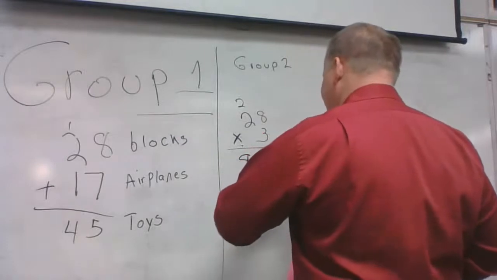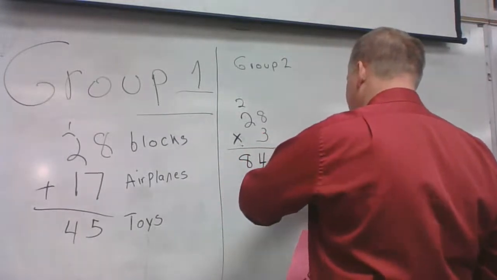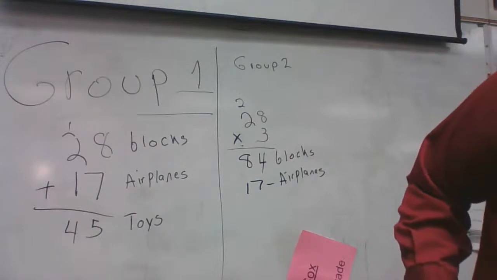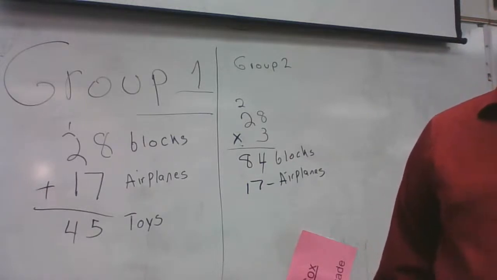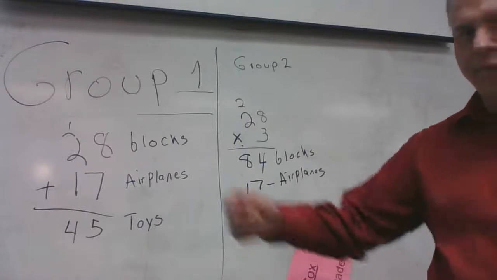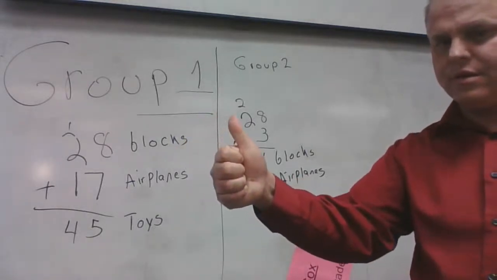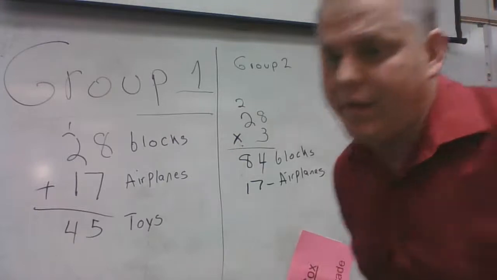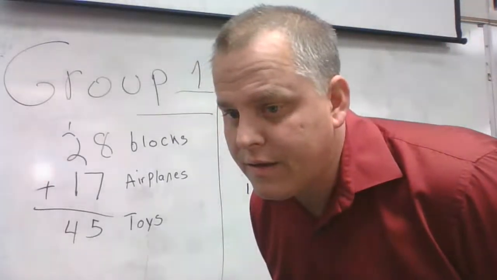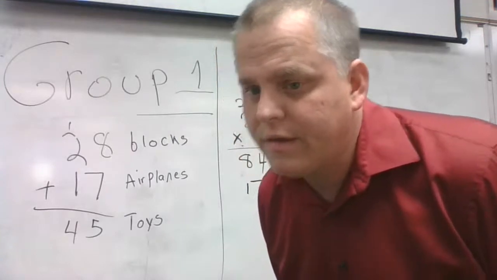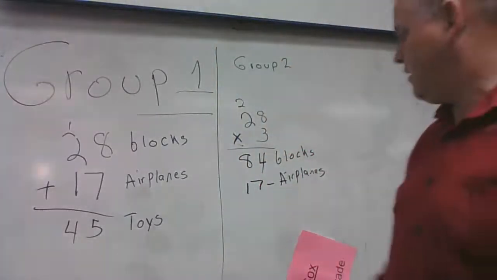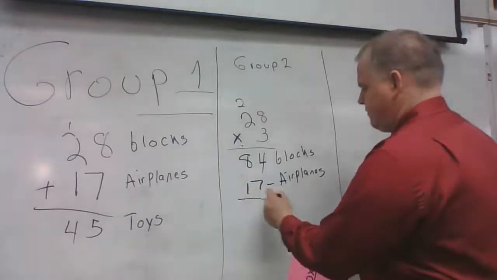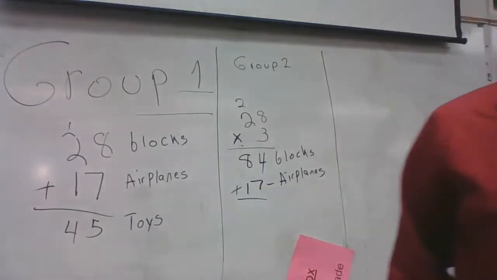So 84 blocks and 17 airplanes. Yikes, getting kind of complicated in here. Everybody have that down? If you're using an extra sheet of paper, that probably is really going to help. So now we have to do the third step. We have to add these together.